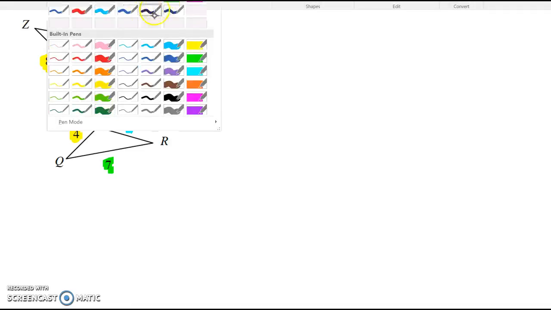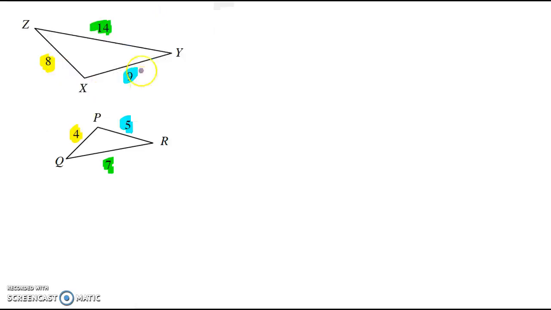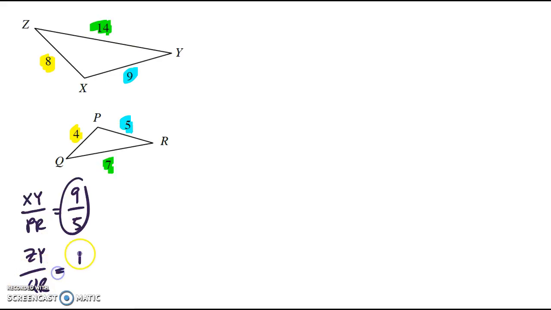So let's check to see if we're all in the same ratio here. So let's see, XY corresponds with PR, and XY is 9, PR is 5. That's a 9:5 ratio. So everything else has to be in a 9:5 ratio for these to be similar. So if we check ZY, so ZY corresponds with QR. ZY is 14, QR is 7, and that's a 2-to-1 ratio.